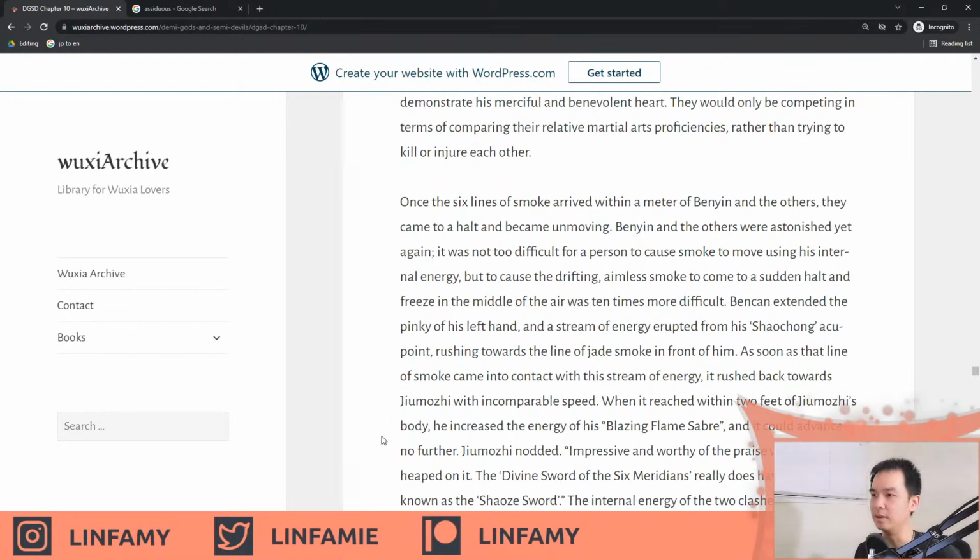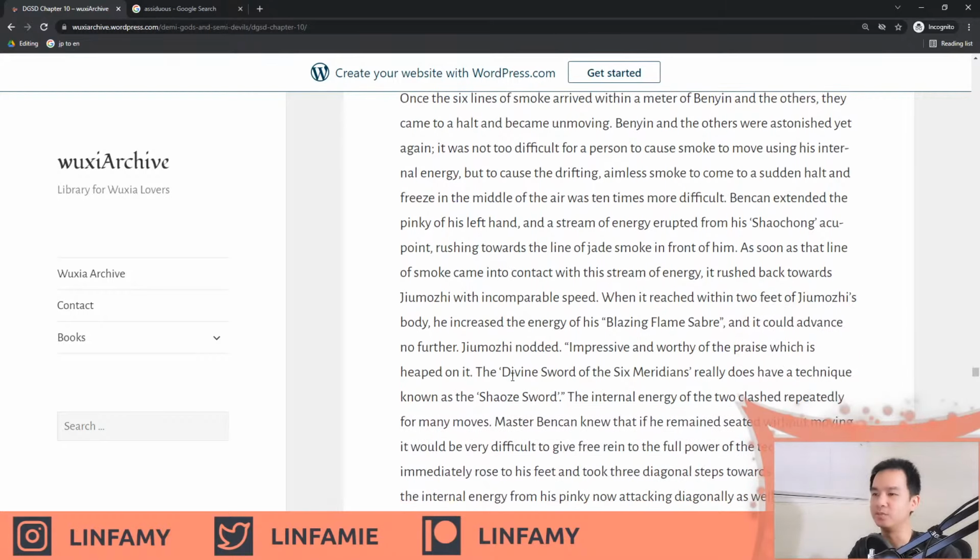Once the 6 lines of smoke arrived within a meter of Bunyin and the others, they came to a halt and became unmoving. Bunyin and the others were astonished yet again. It was not too difficult for a person to cause smoke to move using his energy, but to cause the drifting, aimless smoke to suddenly come to a halt and freeze in the middle of the air was 10 times more difficult. Bunsan extended the pinky of his left hand, and a stream of energy erupted from his Xiaochong acupoint, rushing towards the line of jade smoke in front of him.